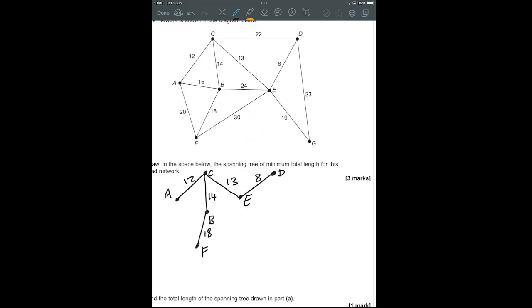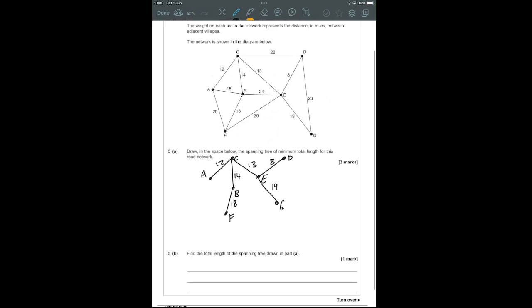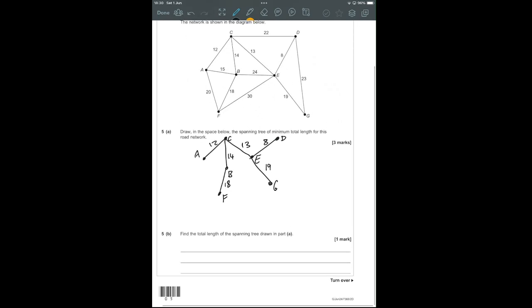And finally, I haven't got to G yet. So that's a 19. There were 7 vertices. I've got 7 vertices in my new one. Quite an odd question. Normally they enforce you to at least keep track of the order you put things in.